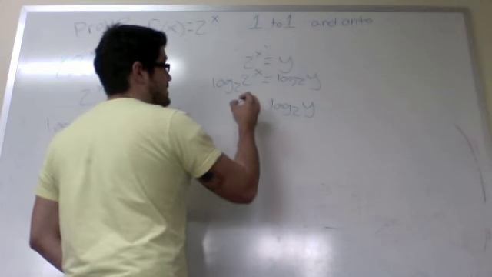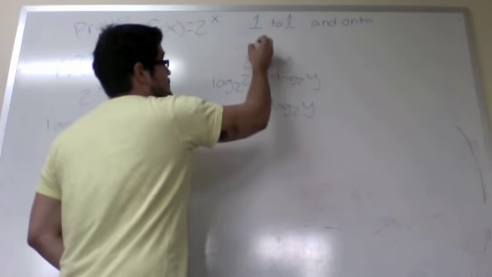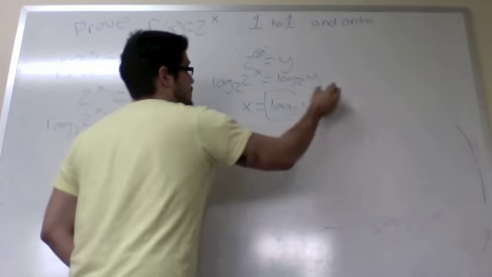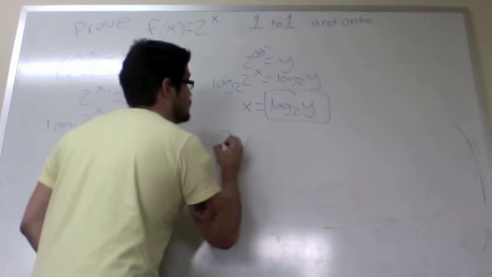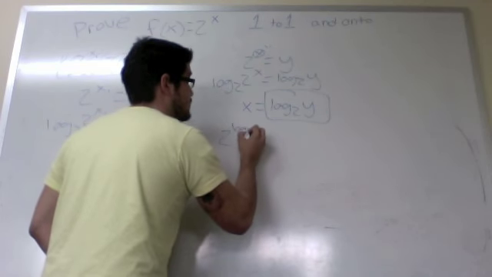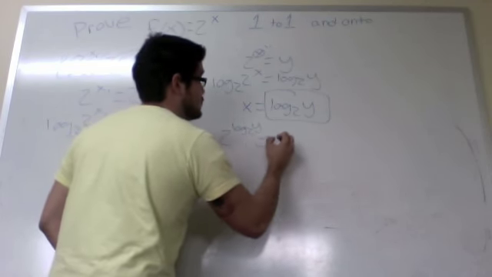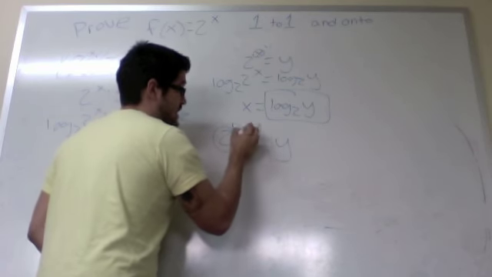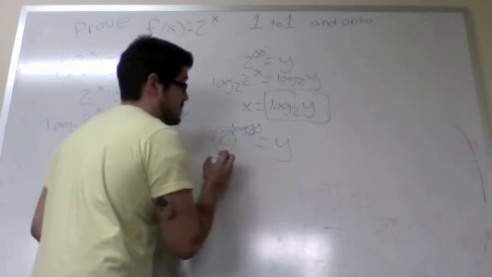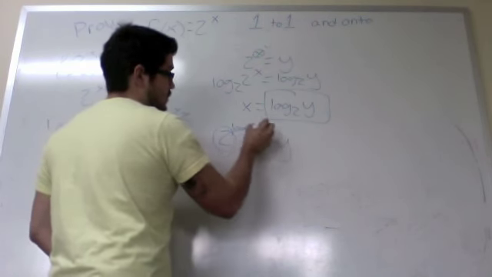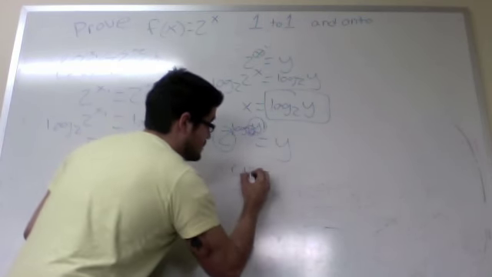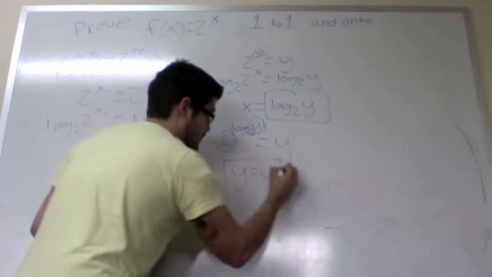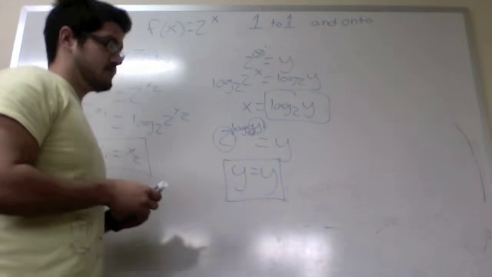Now, I replace this x up here with this right here. Now we're going to have 2 to the log base 2 of y is equal to y. Now we know that when you have this number here, 2, and you have the same number as the log base as its exponent, y is the final answer. So y is equal to y, and now it is onto. And that's it.